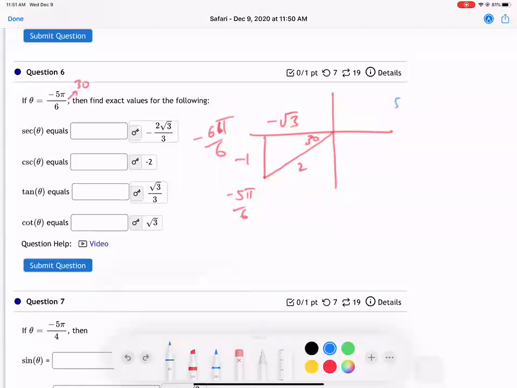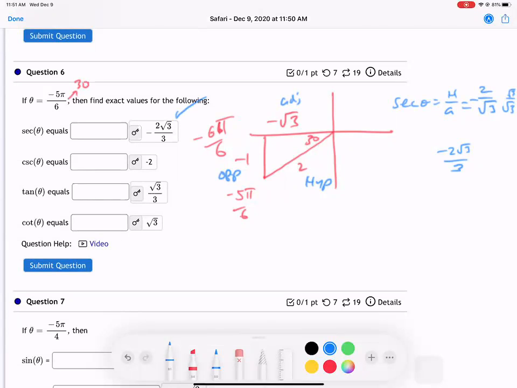So secant is hypotenuse over adjacent. Now look here. What's the hypotenuse? Hypotenuse is 2, adjacent is negative square root of 3. So it's 2 over negative square root of 3. And we don't like square roots on the bottom, so we move it to the top by multiplying by square root of 3 on the bottom and on top. So it's negative 2 square root of 3 over 3, which is our answer here.